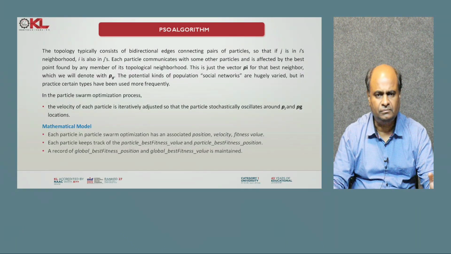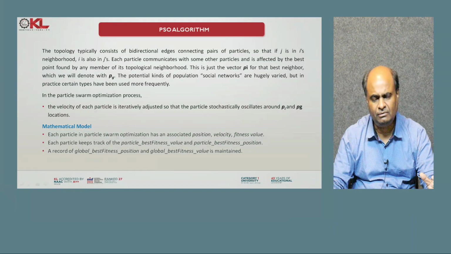Now go to the concept of topology. Typically we consider bidirectional edges connecting pairs of particles. So if j is in i's neighborhood, i is also in j's neighborhood. So you have to identify who are the neighbors of each other. And the vector pi for that best neighborhood will be denoted as pg. Now which is the best neighborhood? That is the one giving the best optimization value. The potential kinds of population, called social networks, are hugely varied, but in practice, certain types have been used more frequently.